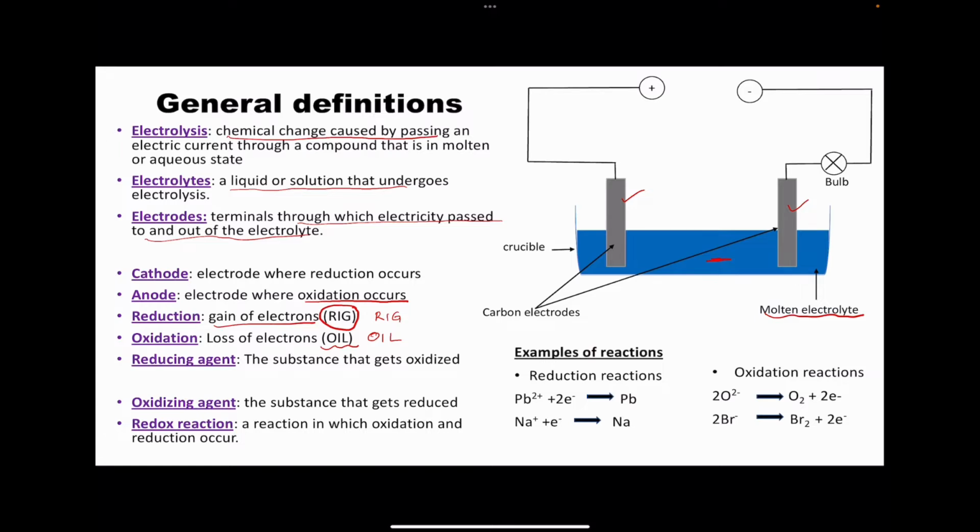A reducing agent is a substance that gets oxidized. So it's a reducing agent because it causes something else to be reduced, but it itself gets oxidized. An oxidizing agent causes something else to be oxidized, so it means it's the substance that gets reduced during a redox reaction. And finally, among the definitions, a redox reaction is a reaction in which oxidation and reduction are involved.